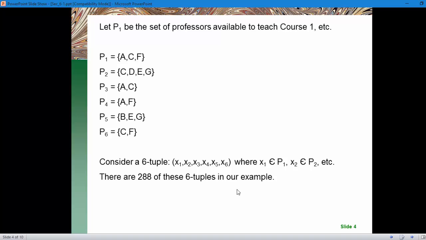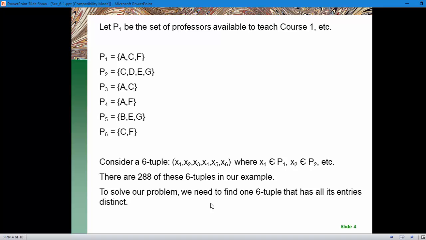Now there are 288 of these 6-tuples. Why is that? Well, it's simply multiplying the numbers: 3 times 4 times 2 times 2 times 3 times 2. That gives us a total of 288 possibilities. So we can create that number of 6-tuples in this example.